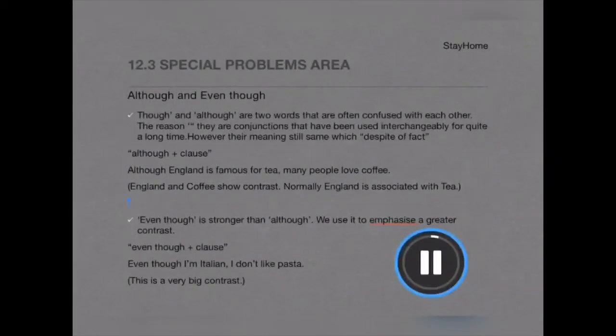12.3 Although and even though. Though and although are two words that are often confused with each other. They are conjunctions that have been used interchangeably for quite a long time. However, their meaning is still the same, which is despite the facts. For example, although England is famous for tea, many people love coffee. It shows that England and coffee show contrast. Normally, England is associated with tea.